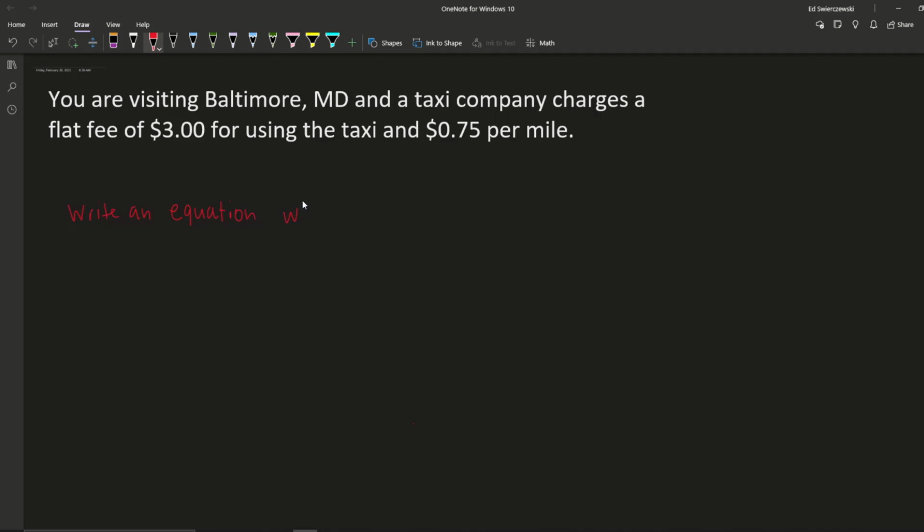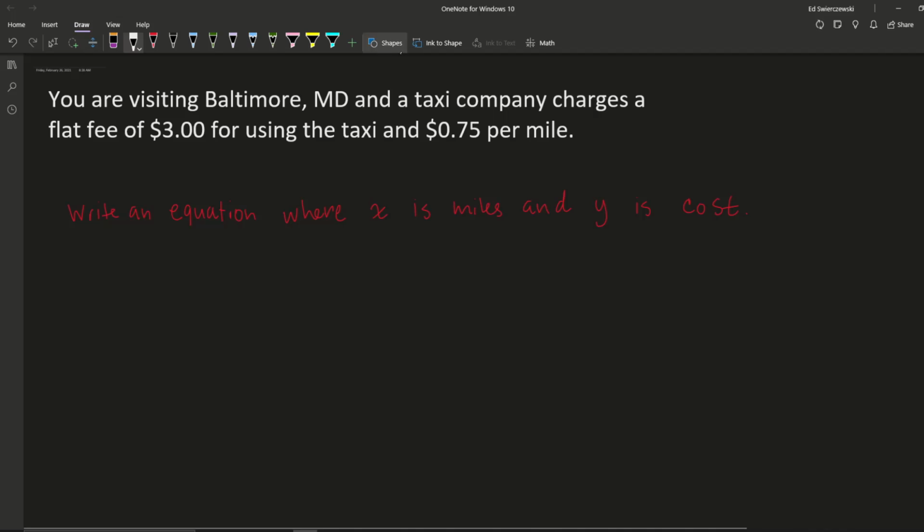Write an equation where x is miles and y is cost. So I encourage you to pause the video and try it. All right, so I hope you had a chance to try it on your own.